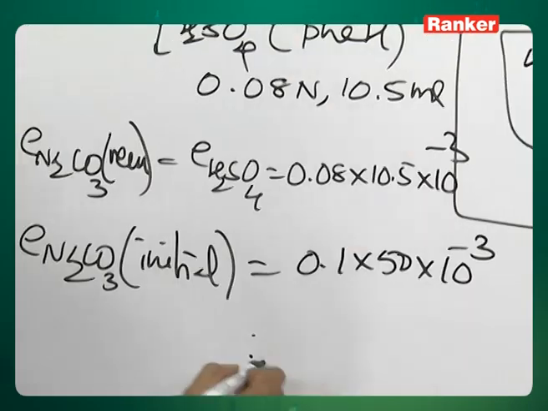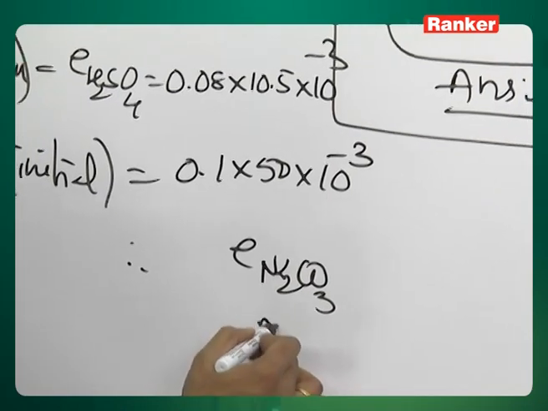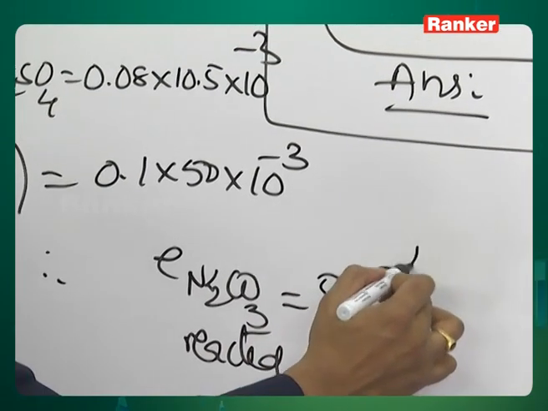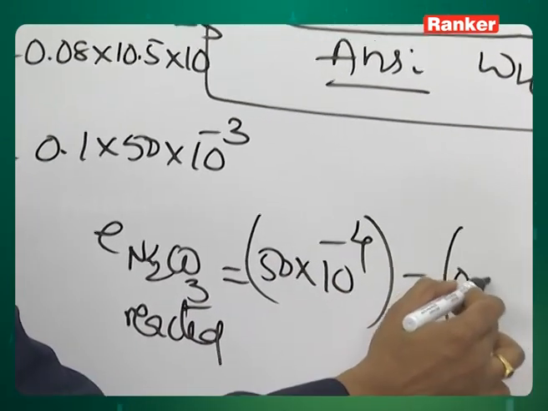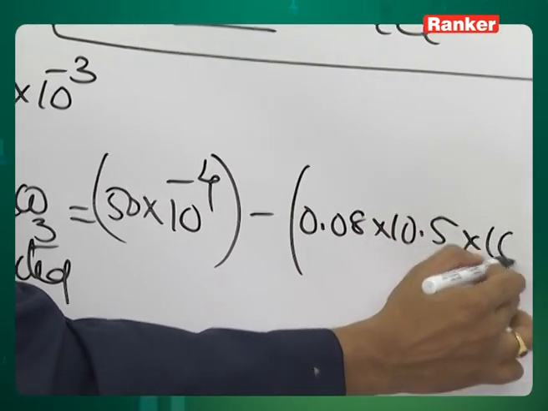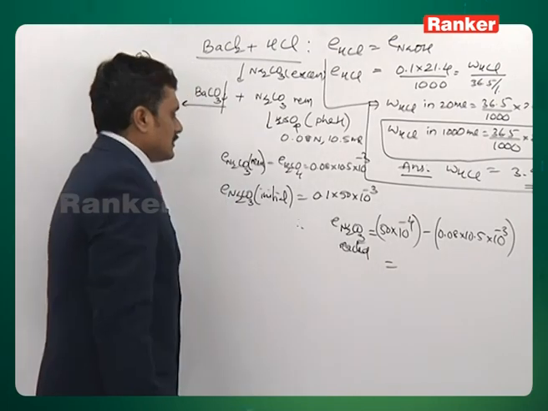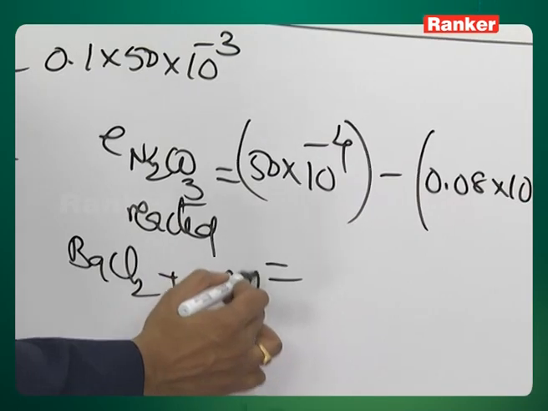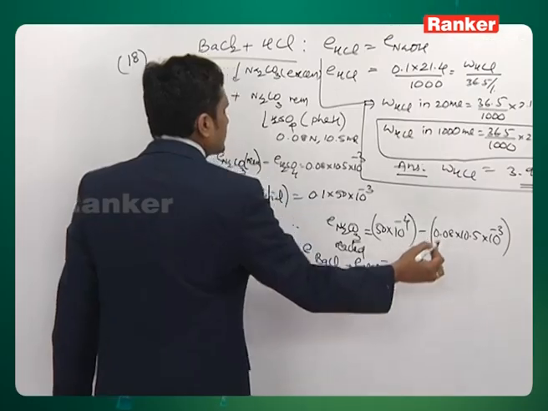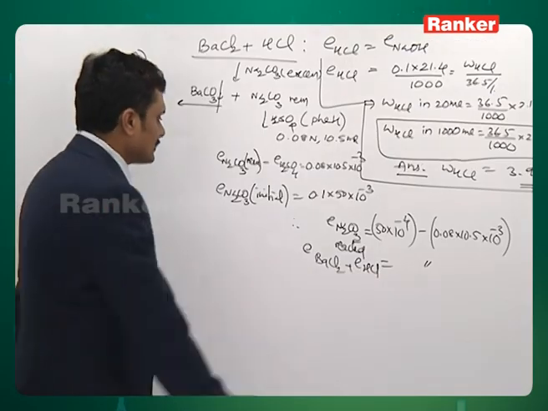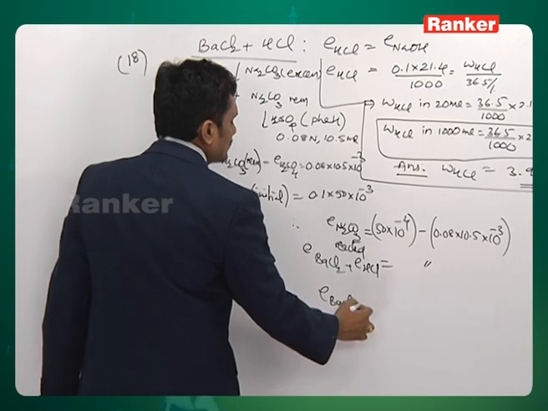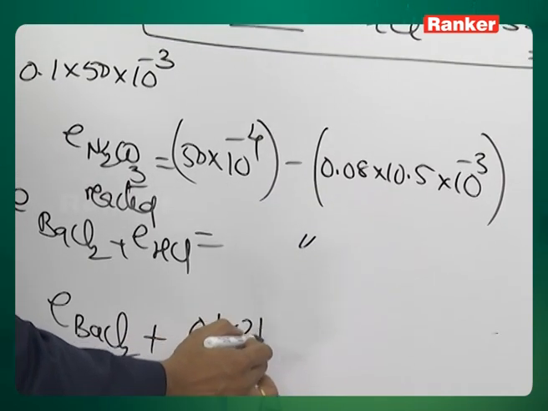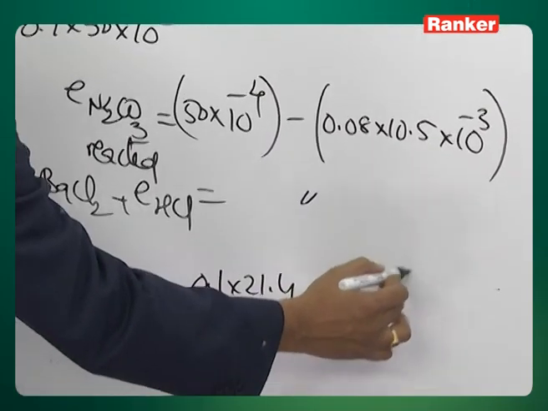Now you see the equivalents of Na2CO3 which have reacted with the mixture of the two is the difference. Now this difference will give you the equivalents of Na2CO3 which has reacted with barium chloride as well as HCl, and as I told you, when substances react, their gram equivalents need to be taken as same. What I mean to say, the gram equivalents of barium chloride plus the equivalents of HCl that are present out there, and nothing but 0.1 into 21.4 upon 1000 is equal to this much.